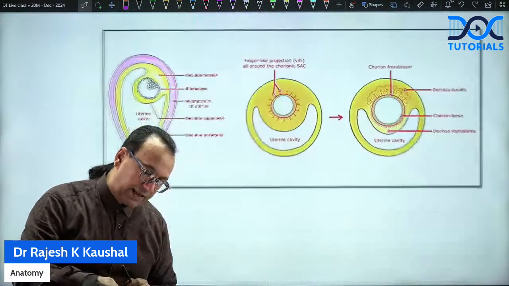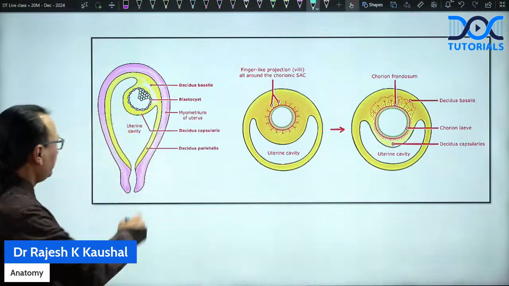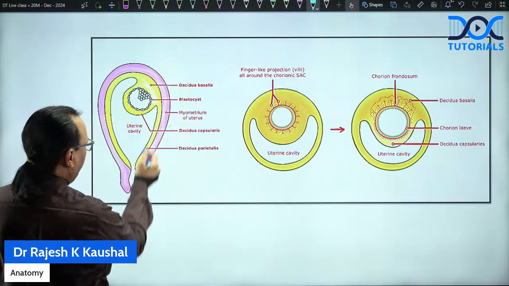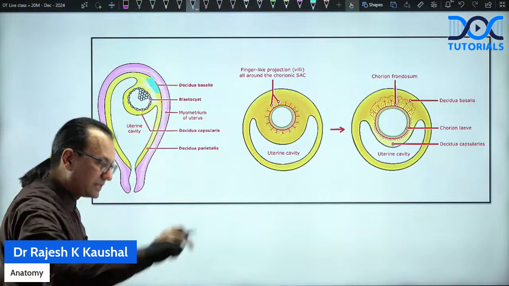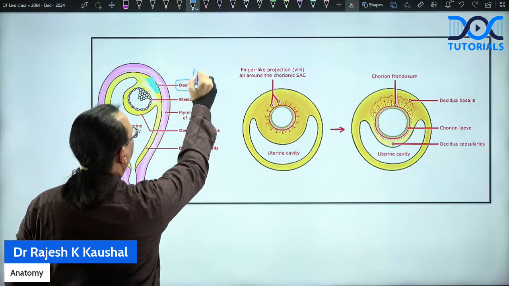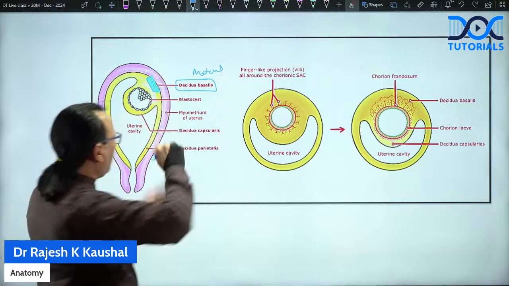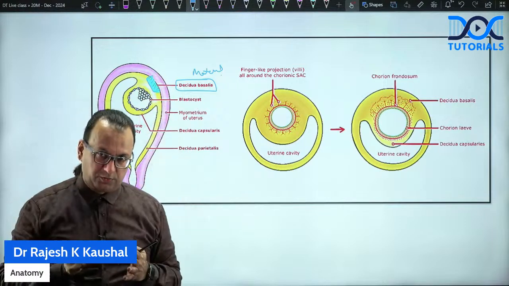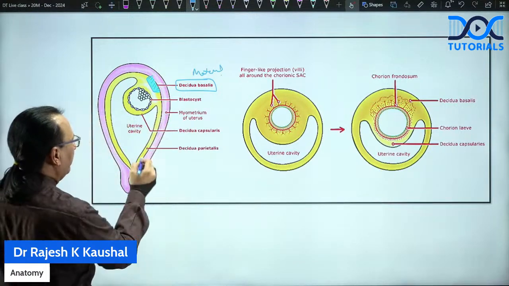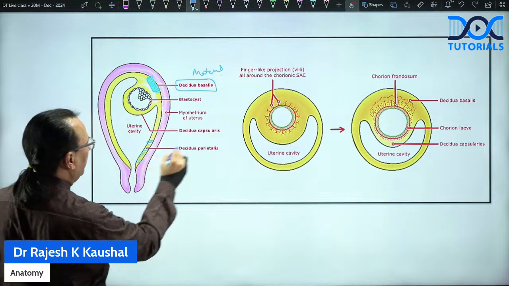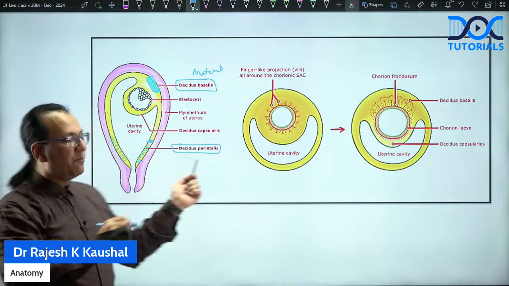This is some diagram which we were talking about. You can see in this diagram that this is the baby, and the maternal side is here. So this is the maternal side we were talking about, and the placenta from the maternal side is decidua basalis. That is the maternal placenta. Endometrium is covering the baby also, and there is some endometrium which is away from the baby. The endometrium which is away from the baby is decidua parietalis.